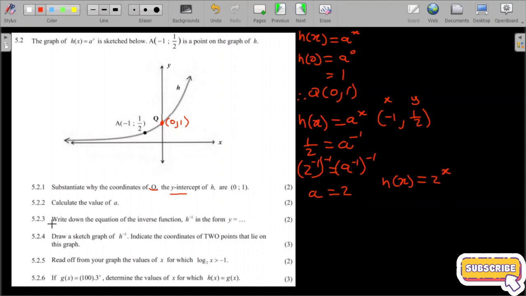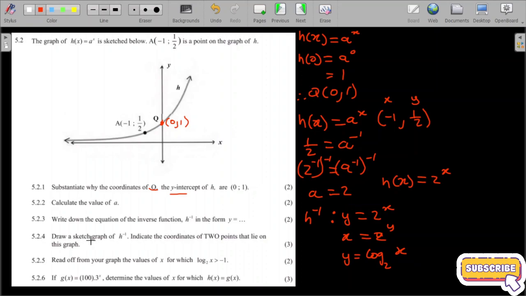So h(x) is y equals 2^x. Now for the inverse, because we are finding the inverse of this function, we interchange x and y. Now this is going to be x equals 2^y, and from here, making y the subject of the formula, y is the log of base 2 of x. Now this is the inverse of the function h.